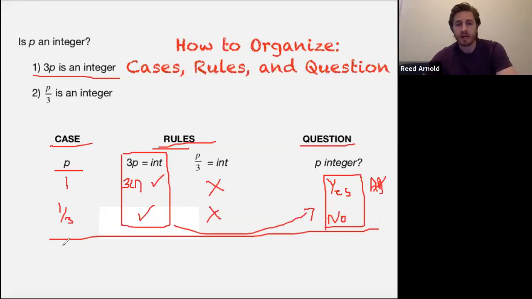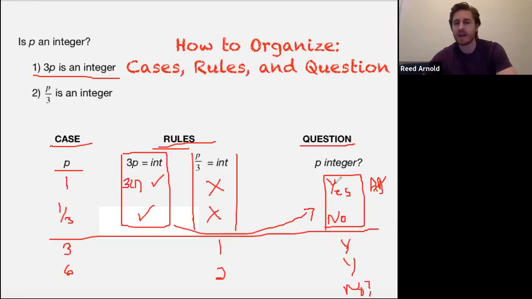Okay. I would need p over 3 to be an integer. And here's an intermediate rule. Sometimes it helps to just start at the rule. If p over 3 is an integer, okay, let's make p over 3 1, then p is 3. Let's make p over 3 2, then p is 6. Okay, so is p an integer? It is in those cases. Yes, and yes. So can I find a case where it's not an integer?